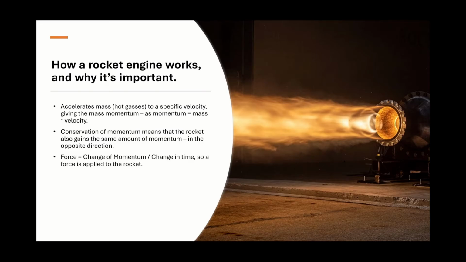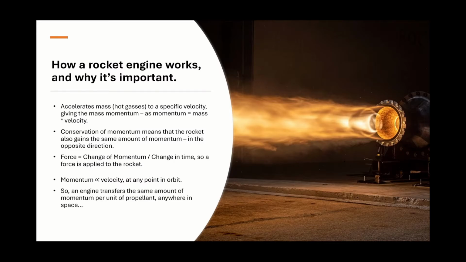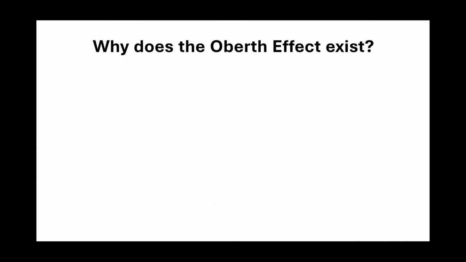Now, force equals a change of momentum over the change of time. So a force is applied to a rocket. Now, momentum is proportional to velocity at any point in the orbit. So therefore, an engine transfers the same amount of momentum per unit of propellant anywhere in space. However, this is not true for energy. So why does the Oberth effect exist?